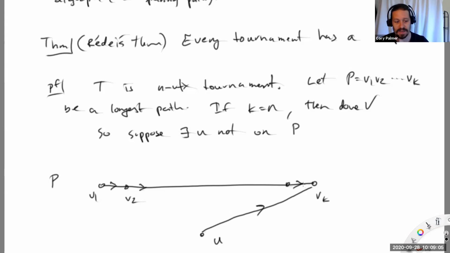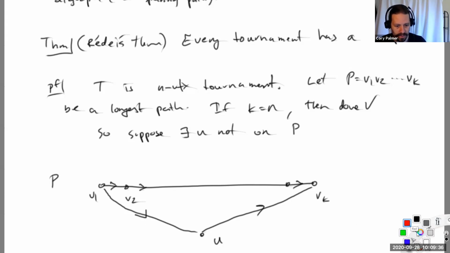We've seen this idea before, that edges coming out of VK in a graph have to go back in. In a digraph, they don't have to go back in, but if there's an arc involving U and VK, it has to point to VK. And a similar idea for V1: V1 has to point in to U, because if it pointed from U to V1, we could extend the path from that side instead. Okay.